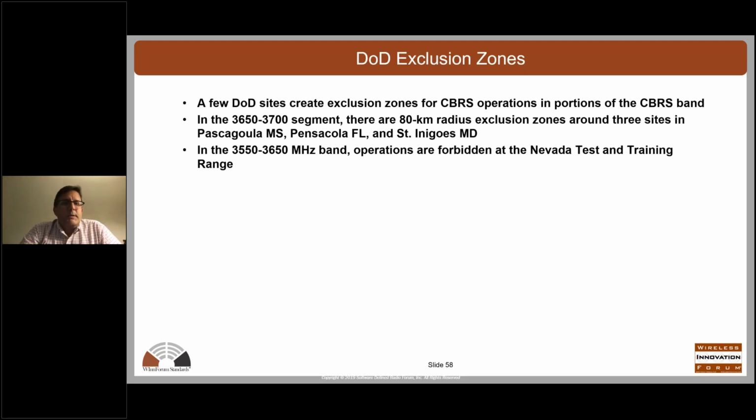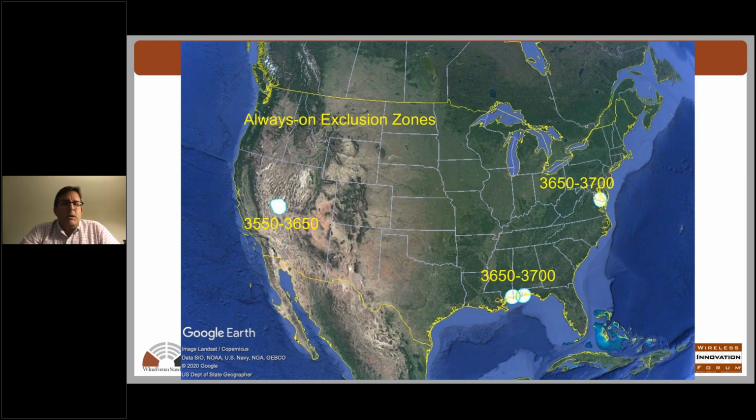Very quickly, there are a few exclusion zones the DoD has set up for us. Next slide, please, Lee, map. There are 3 sites that are always on exclusion zones in 3650 to 3700, shown by the circles there. Those are 80-kilometer radius around certain sites. And then the Nevada test and training range is an always on exclusion zone in 3550 to 3650. So we cannot operate there at those frequencies at all.